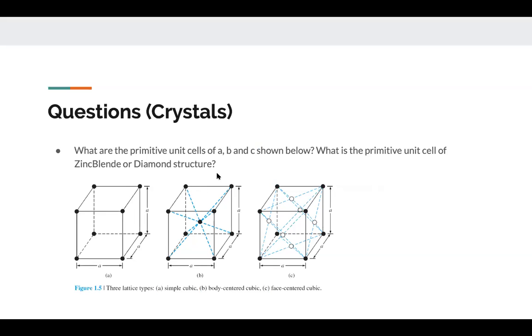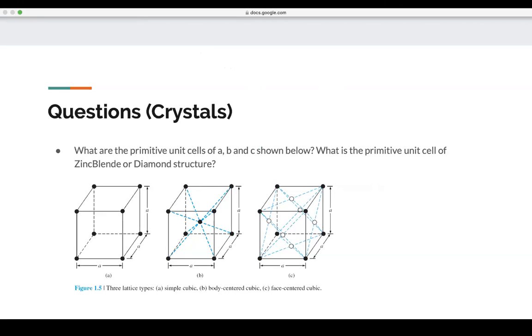So quick question. If you want to just answer in the chat, what are the primitive unit cells of A, B, and C shown below? Actually, the answer is not there. I'll give you about a minute and a half to think about that. If you have any questions, just ask.